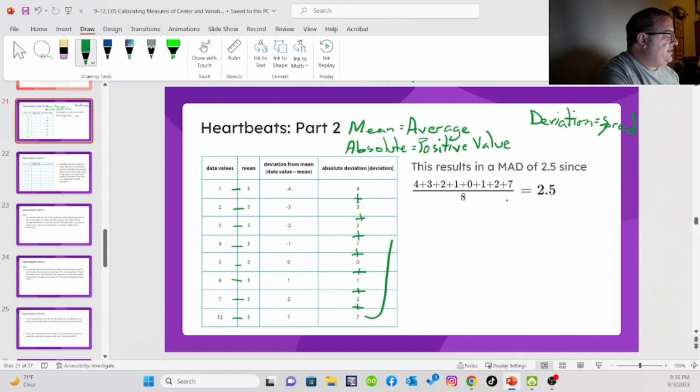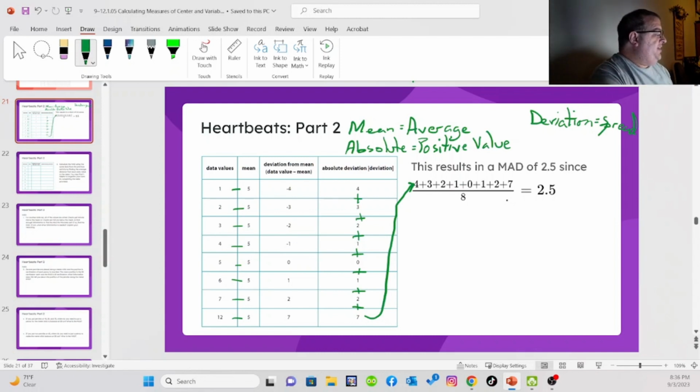And that is what they show right here. So now is where we get into the mean portion of this. Remember, mean is another word for average. So I add all of my absolute deviations together, then I divide by how many numbers were in my data set. In this case, there were 8.